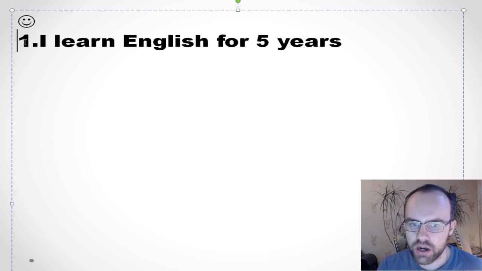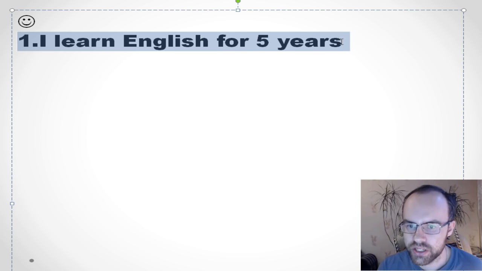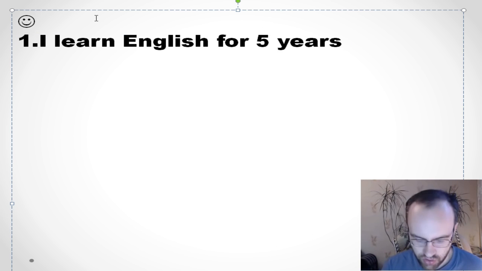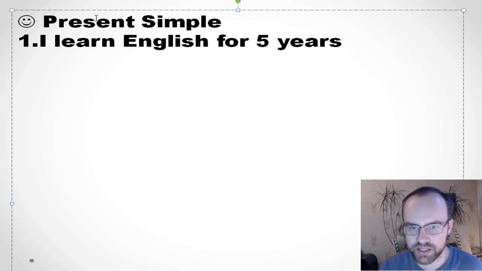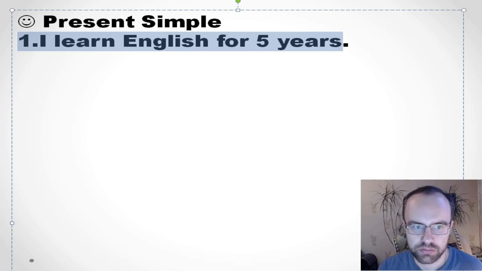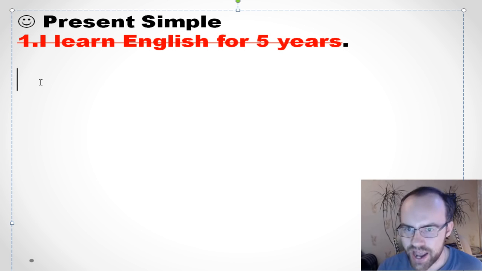So I often hear, "I learn English for 5 years." So is it right or not? You see that this sentence is in present simple, but in fact it's wrong. It's incorrect. So you can't say so. This grammar is very bad, okay?